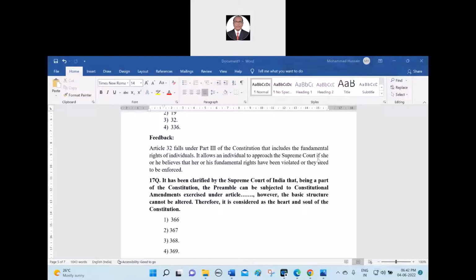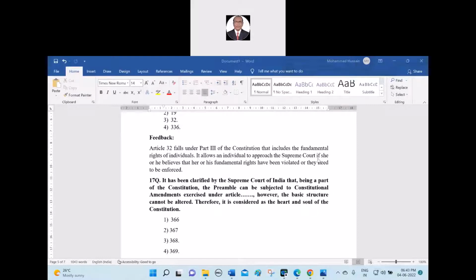Exactly. And these are the supplementary questions I am asking you. Another supplementary question: where is law defined? It is Article 13, if I am not mistaken. And in which article is the state defined or explained? Article 12. Yes, Article 12. And these are the supplementary questions.